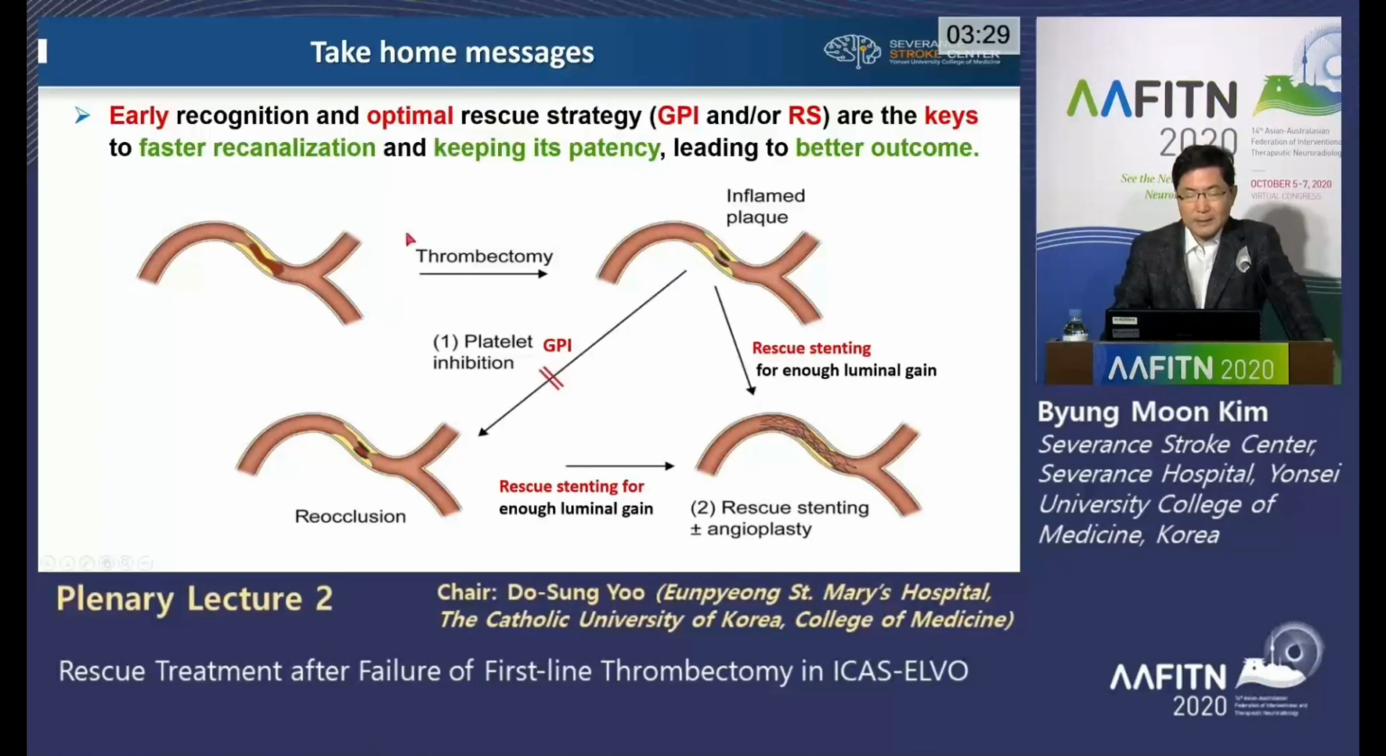You can remember this figure. After initial recanalization, if reocclusion occurred, first, platelet inhibition by GPI infusion is usually helpful. However, if very severe stenosis exists, rescue stenting for enough luminal gain may be needed.